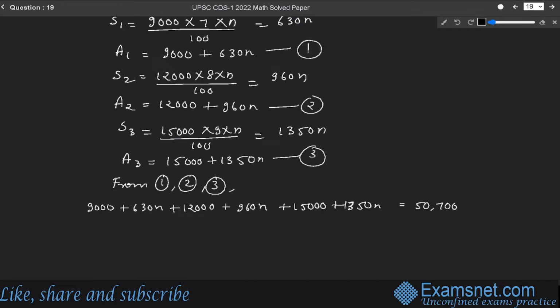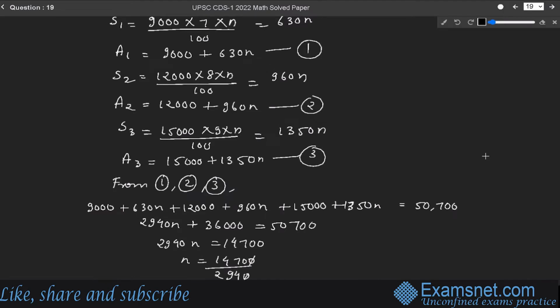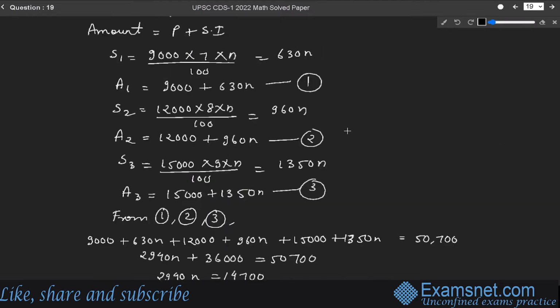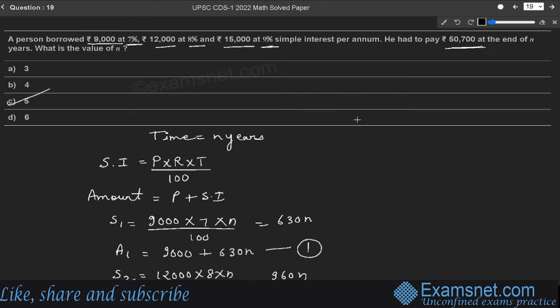So on adding all these values, it will be 2940n plus 36,000 is equal to 50,700. So 2940n will be equal to 14,700, and the value of n will be 14,700 upon 2940. So the value of n will be 5. So we can say that the required time for the amount to be paid, which is 50,700, is 5 years. So the correct value of n is 5. Therefore the correct option is option number C.